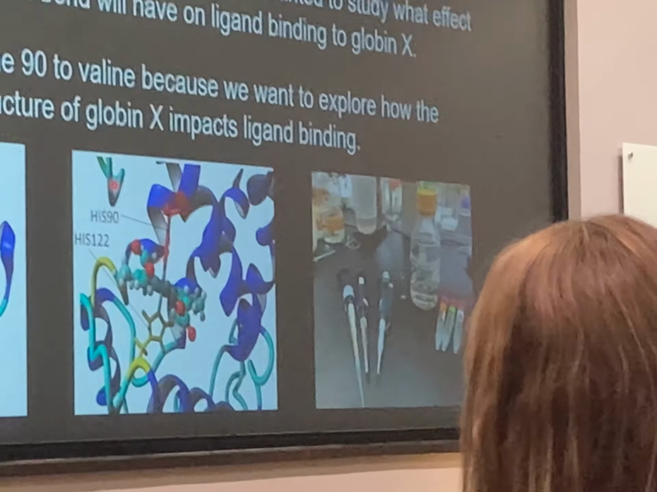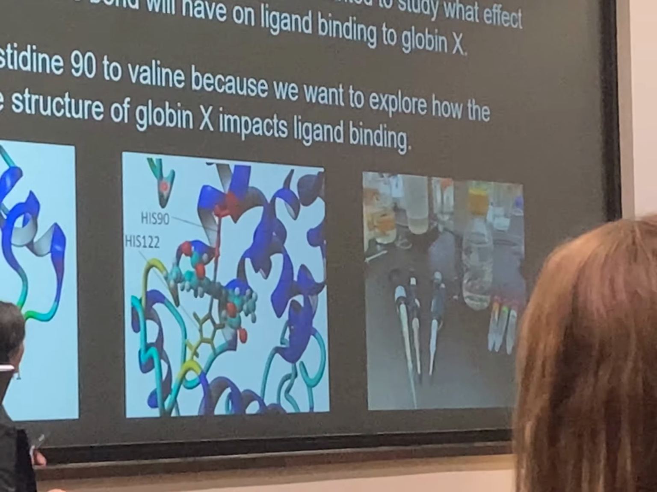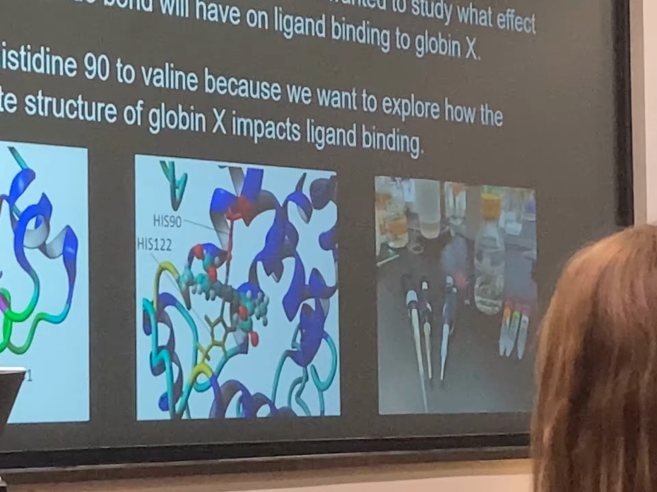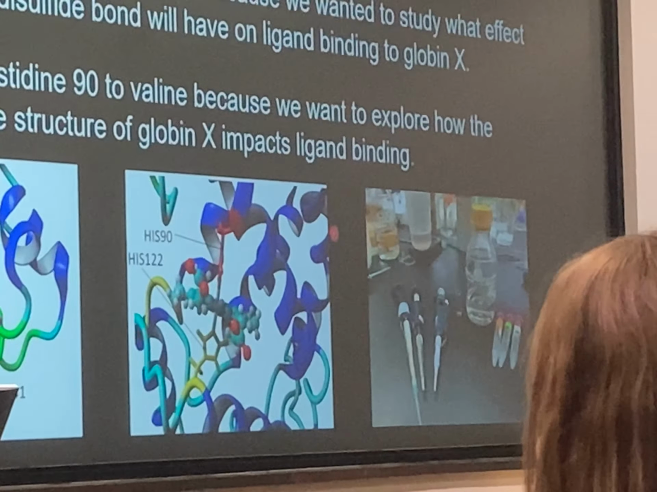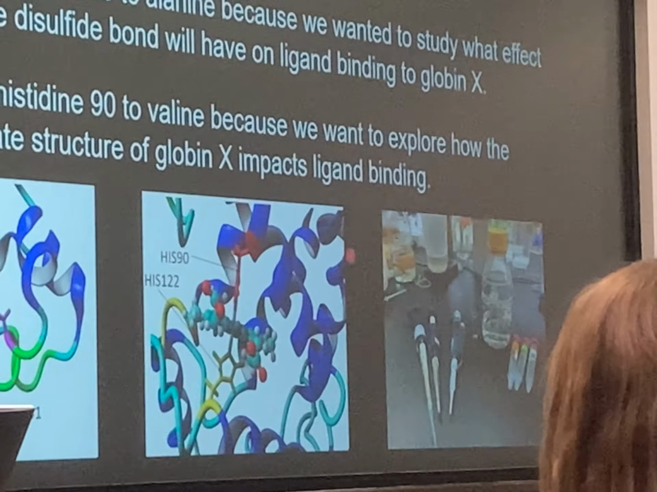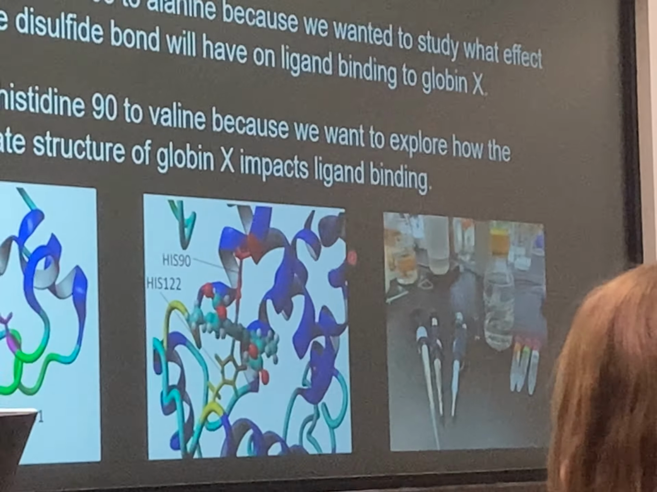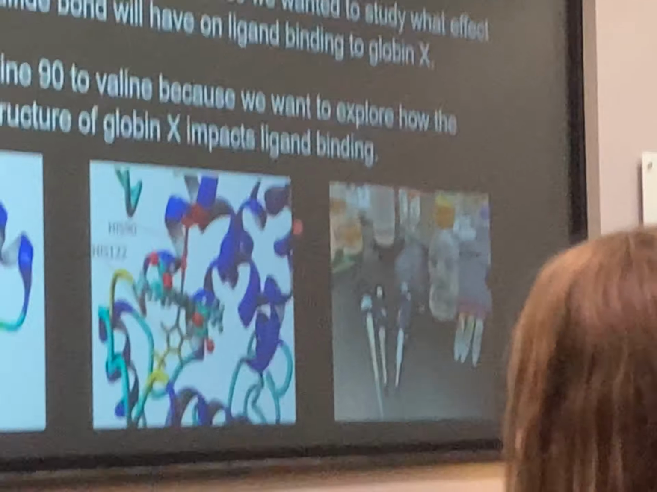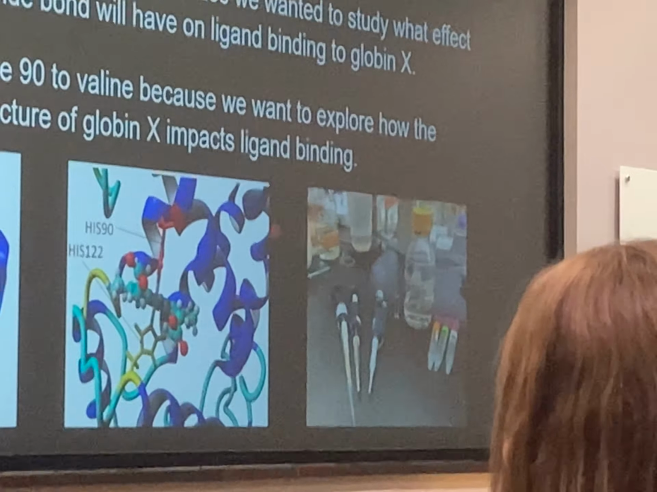Now, let's get even more into the experiment. So, you see that little cuvette right there? In this little cuvette, we first added phosphate buffer to regulate the pH of the solution. Then, we added the globin X protein. And lastly, we added cyanide. What did we do with that cuvette after?